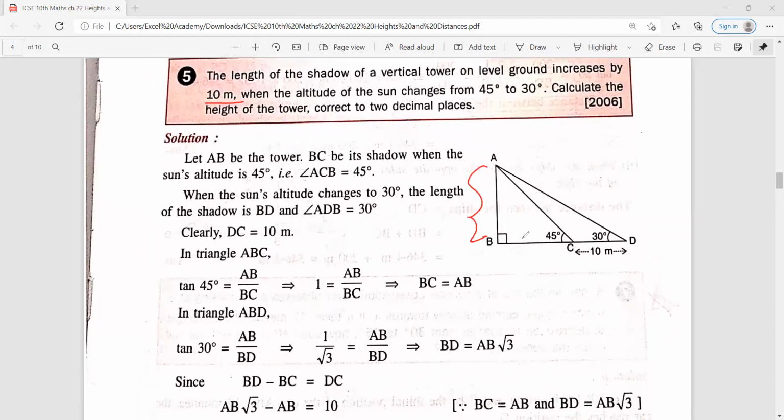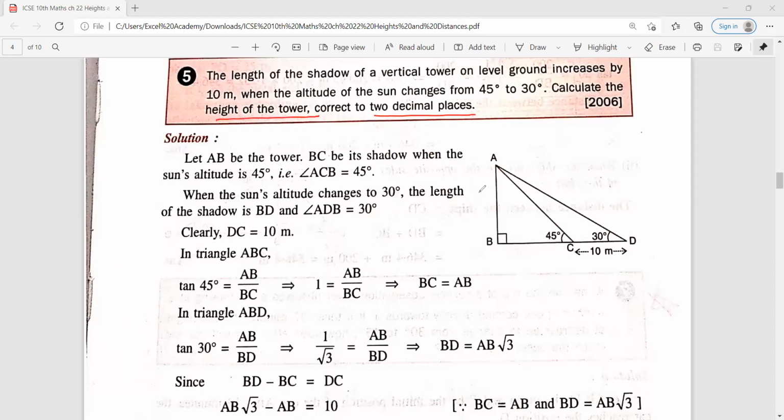So this is the tower, AB is the tower. Now the length of the shadow increases by 10 meters. Originally when the sun was here, for example, the angle of inclination was 45 degrees, the length of the shadow was small. As the sun receded, went a little lower, the angle of elevation decreased. It became 30 degrees, and in that process the length of the shadow increased. So what you have to do is find the height of the tower, correct up to 2 decimals.